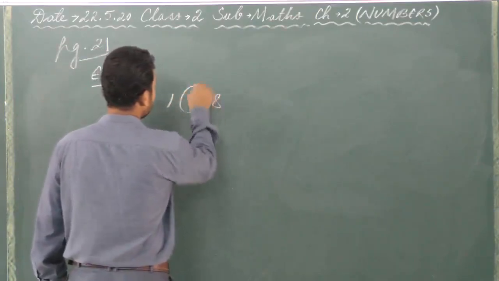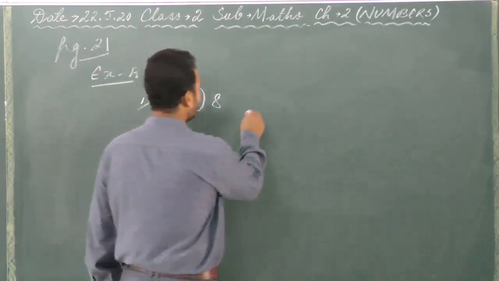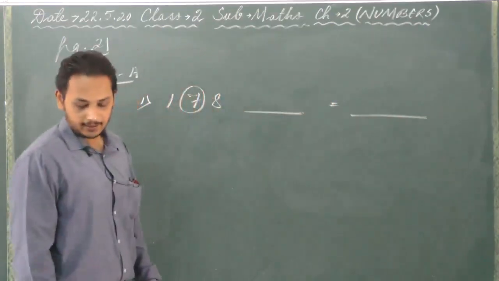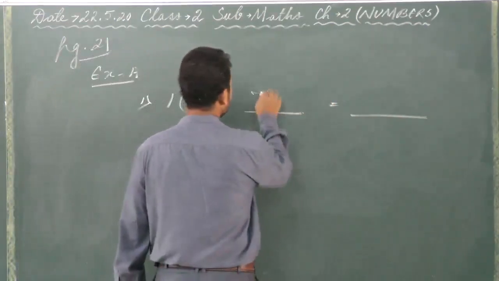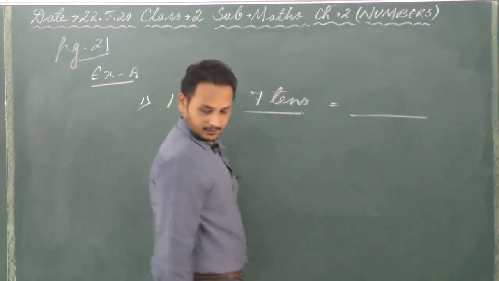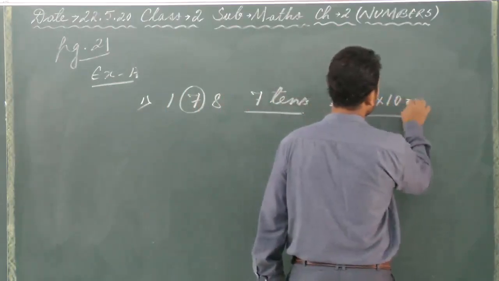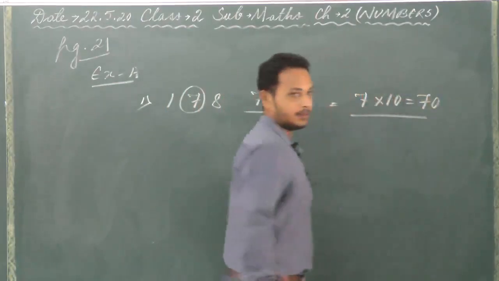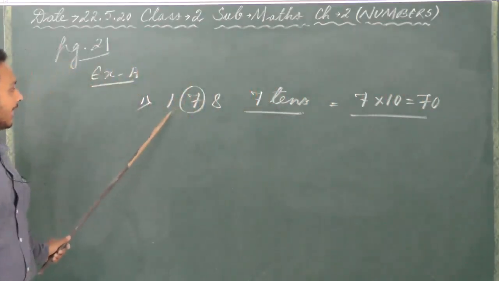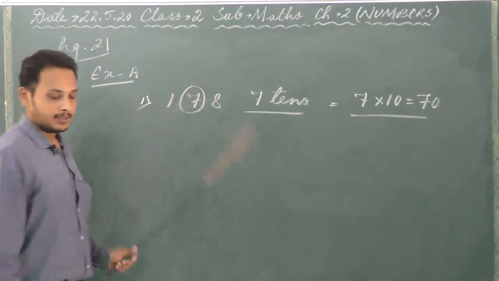The first question is 178 and 7 is circled over there. There are 2 blanks given here. In the first blank it is already done. It is written as 7 tens, and the next blank is 7 into 10 is equal to 70. Now I want you to pay attention over here. As you can see we have 178 given. 7 is circled.